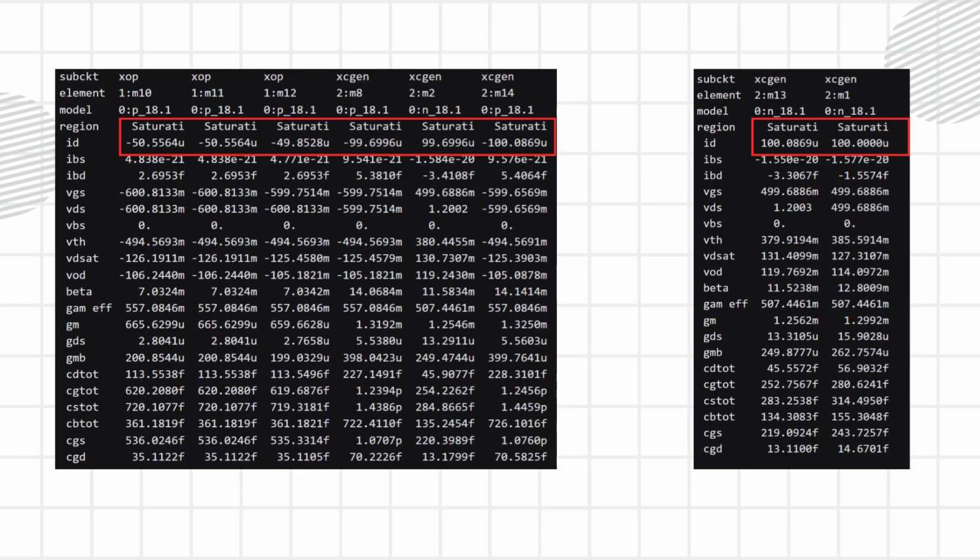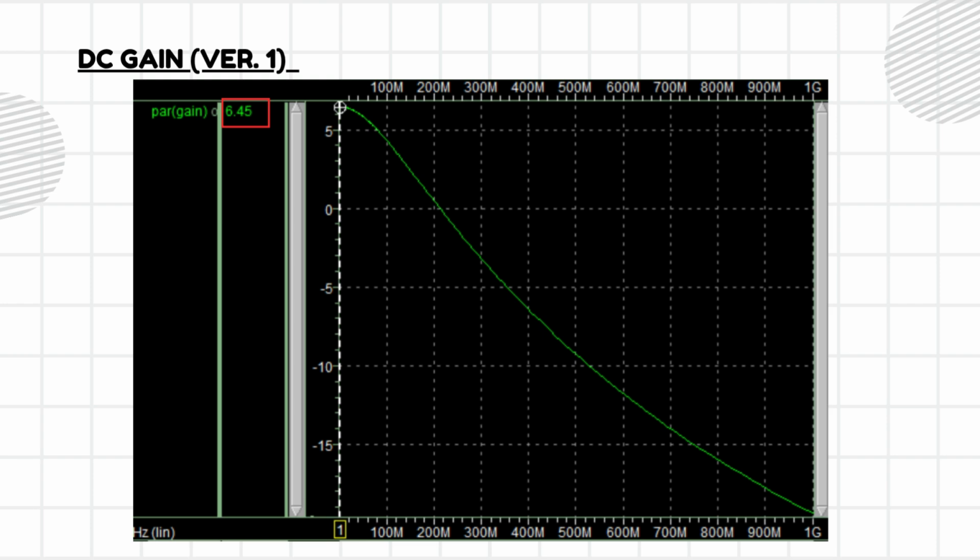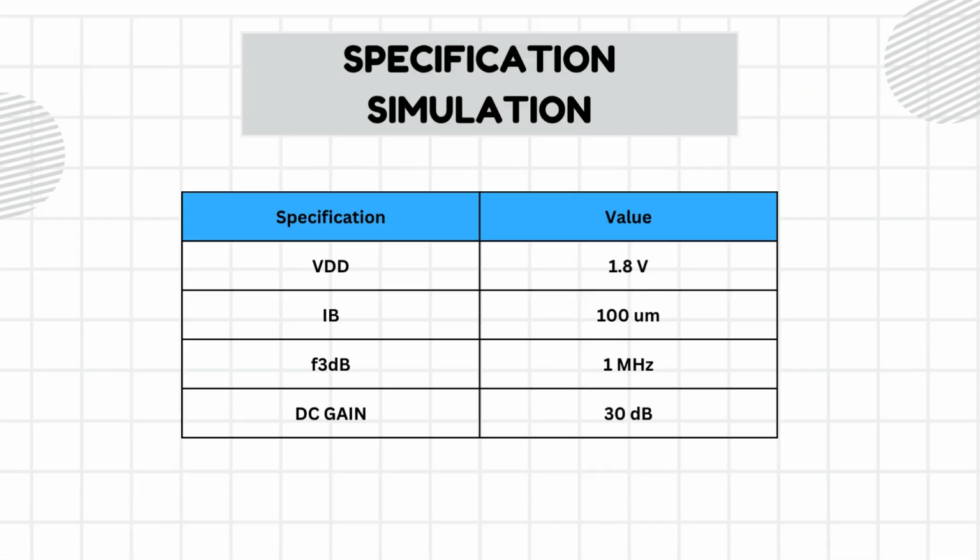After confirming they are in the right region, we could continue to simulate the gain. Here we can see that the gain is out of the specifications. Therefore, we have to adjust the sizes or the current to meet the specifications. To remind you, our goal is to obtain the following specifications.